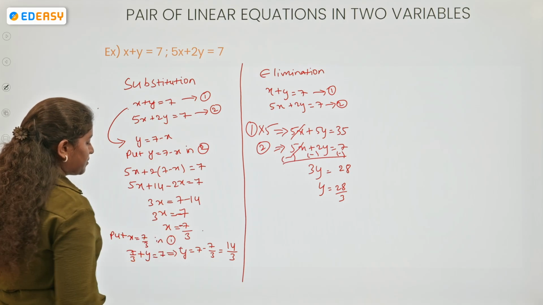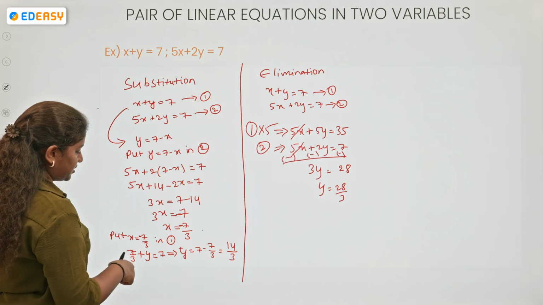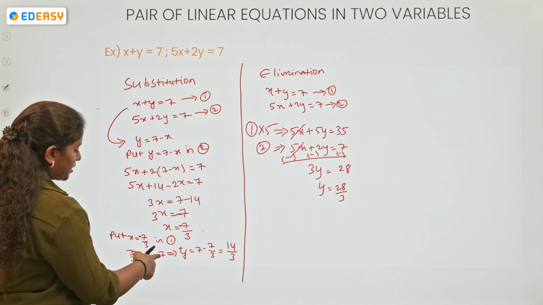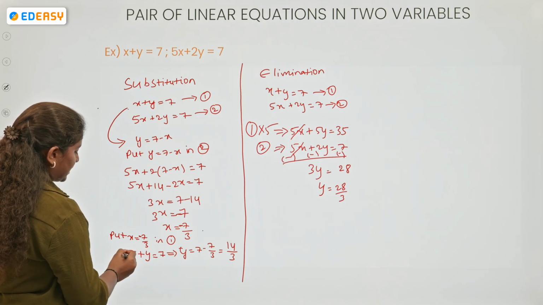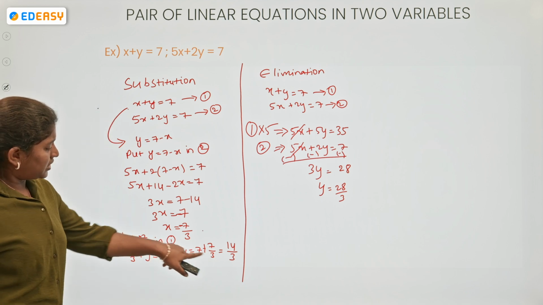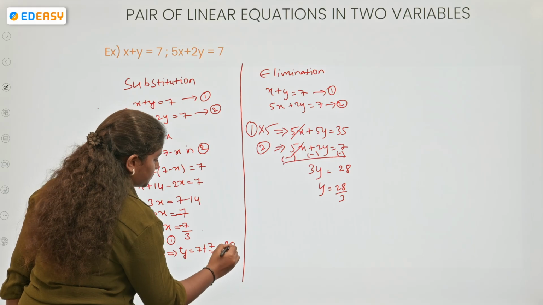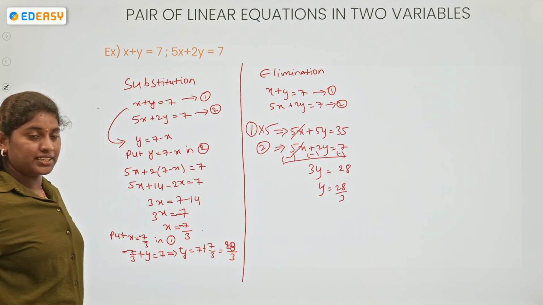So x value will become minus 7 by 3, and we need to put x value as minus 7 by 3. So y value will become 7, and minus 7 by 3 crossing equals to plus 7 by 3. Now 3 7s are 21 plus 7 is 28. Right? 28 by 3. Clear?